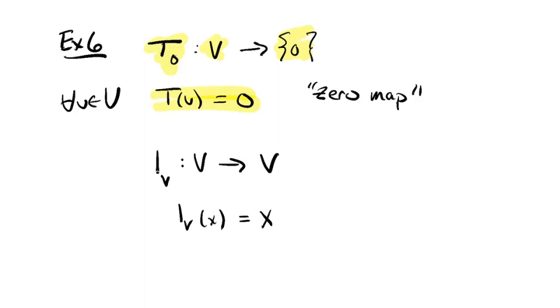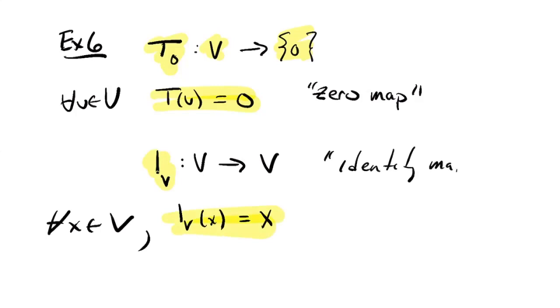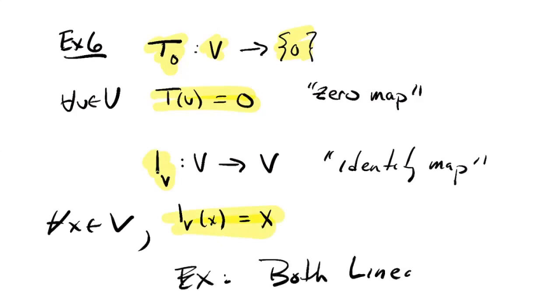Likewise, there's one other special function, some notation, 1 sub V. If V is a vector space, 1 sub V just denotes the identity function. So for every x in V, 1 sub V of x is x. It's called the identity function or the identity map. Again, I'm going to leave it to you as an exercise. Both these maps are linear. Both of those things are linear transformations, linear maps, linear functions, same thing.